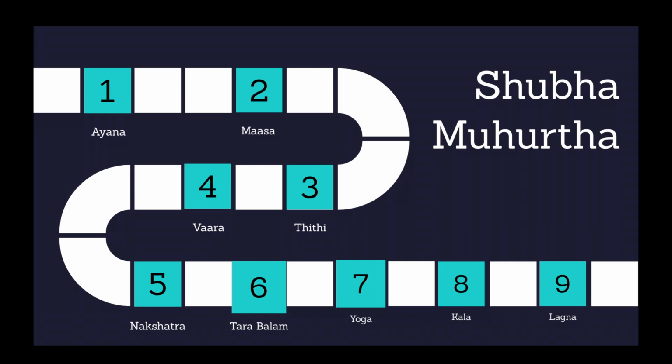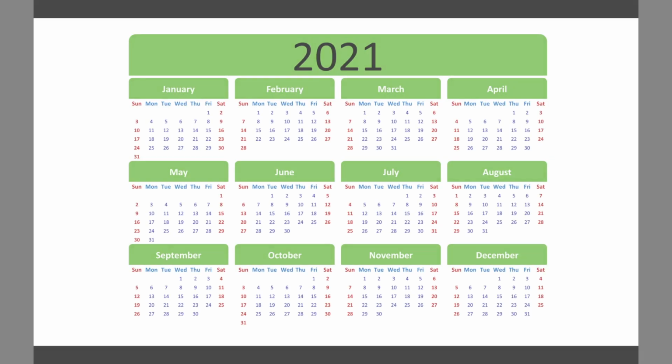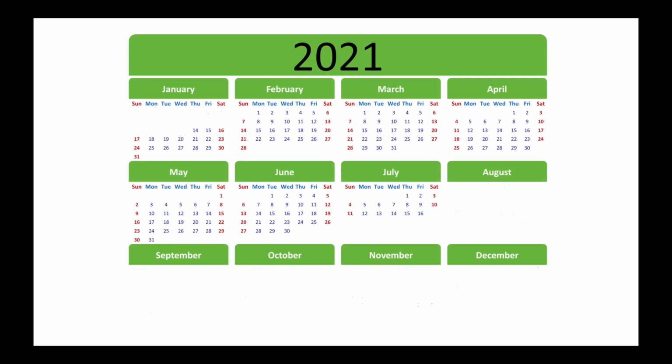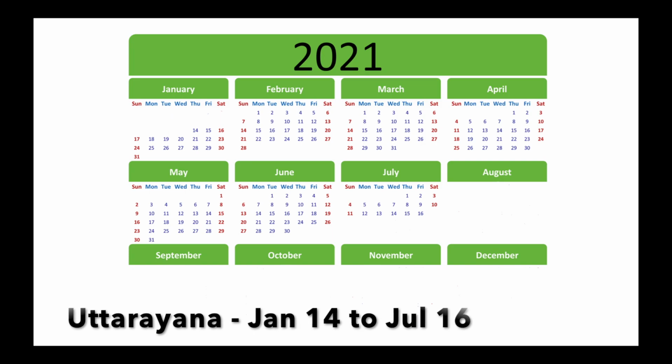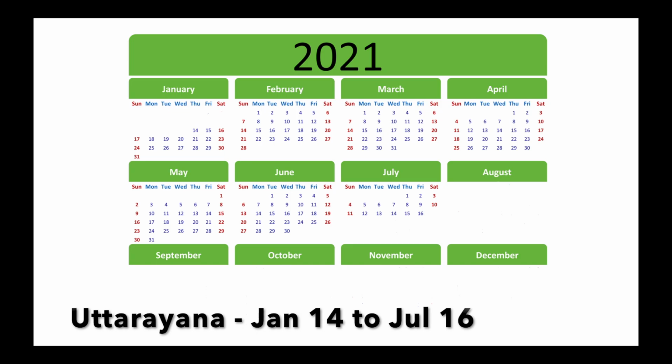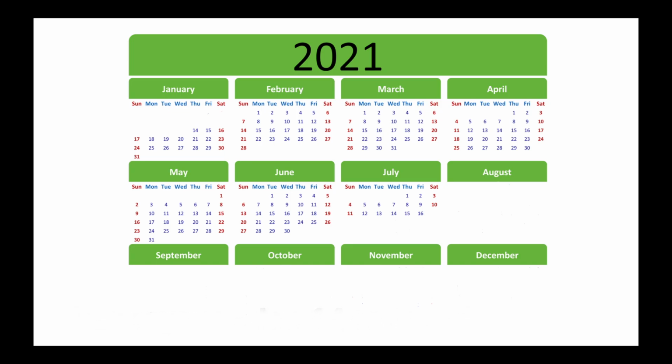To fix a Shubha Muhurtha or an auspicious Muhurtha, there are a few steps you need to follow. First step is to choose the preferred ayana, which is Uttarayana. This is from Jan 14th to July 16th in 2021. Note, this does not mean we cannot do any auspicious events beyond July, that is in Dakshinayana. It's just that if you have the choice to choose your event, then Uttarayana is more favorable.